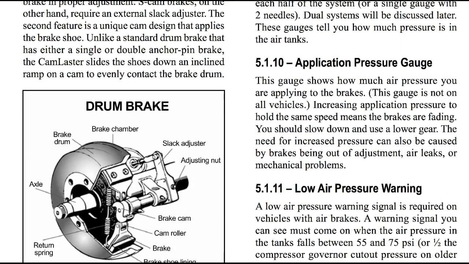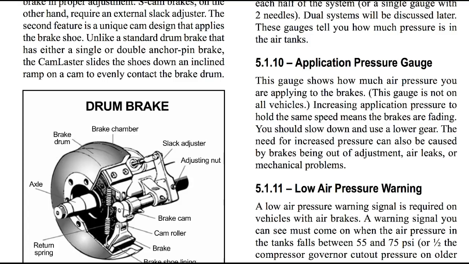Application pressure gauge. This gauge shows how much air pressure you are applying to the brakes. This gauge is not on all vehicles. Increasing application pressure to hold the same speed means the brakes are fading. You should slow down and use a lower gear. The need for increased pressure can also be caused by brakes being out of adjustment.